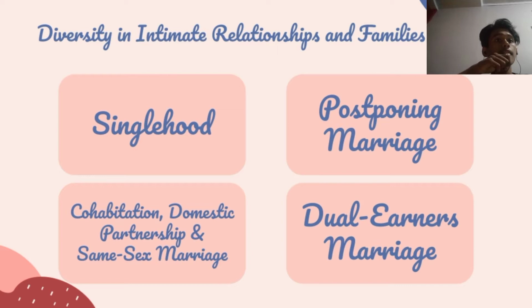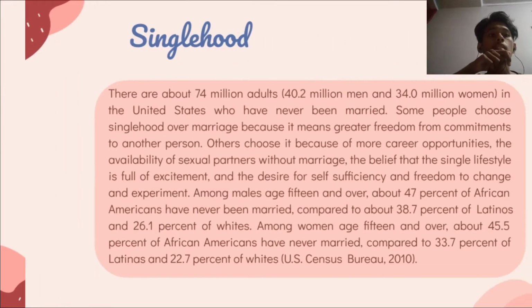Next, we talk about diversity in intimate relationships and families. Diversity in intimate relationships and families in the US has come about because of dramatic increases in, first, singlehood; second, postponing marriage; third, living together without marriage, like cohabitation and domestic partnerships; fourth, dual-earner marriages; and fifth, one-parent families or single-parent families.